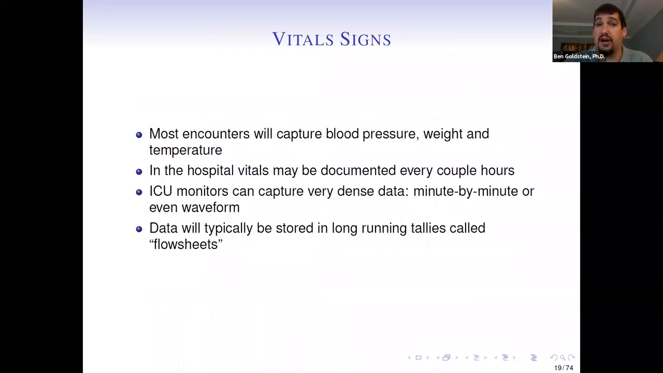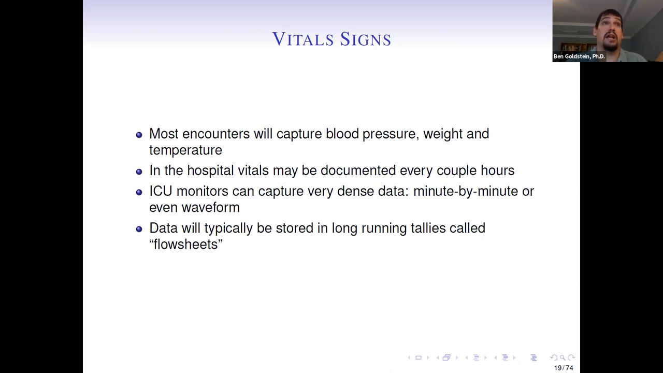Okay. Vital signs are similar to lab tests, and again, it's really what begins to differentiate EHR data. Most encounters will capture things like blood pressure, weight, and temperature. In the hospital, vitals may be documented every couple of hours. Some of the projects I've worked on, particularly around predictive modeling, utilize this aspect: we're seeing a patient's blood pressure every 2 hours, and we use that to develop models for risk of decompensation or risk of mortality, because we're seeing what's changing in a patient over time.